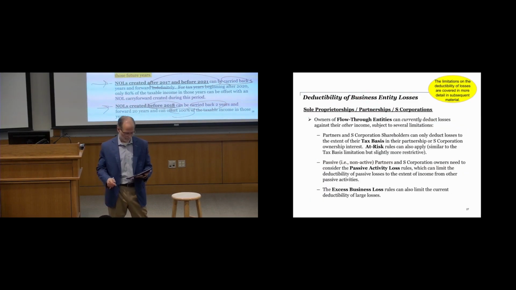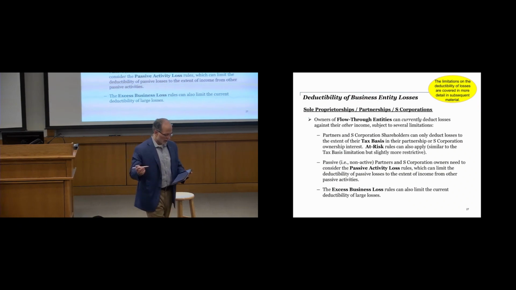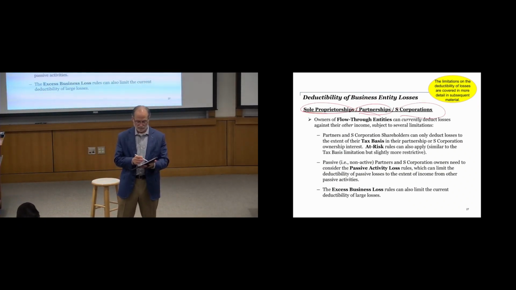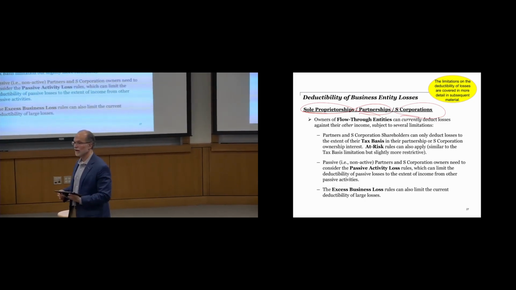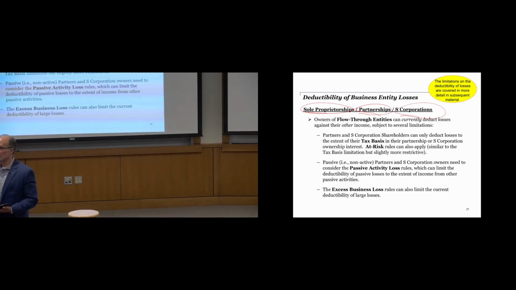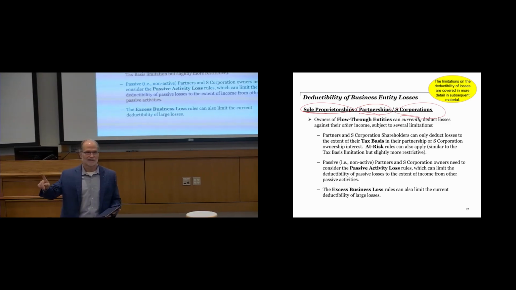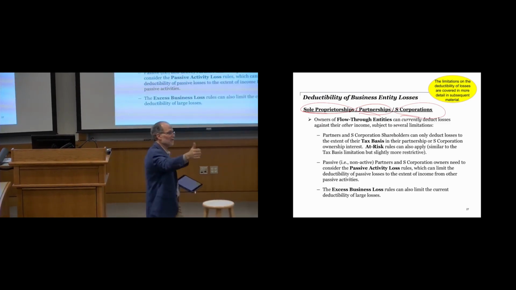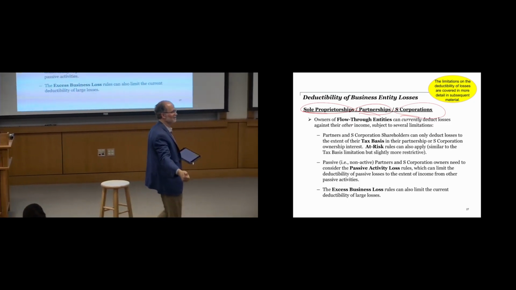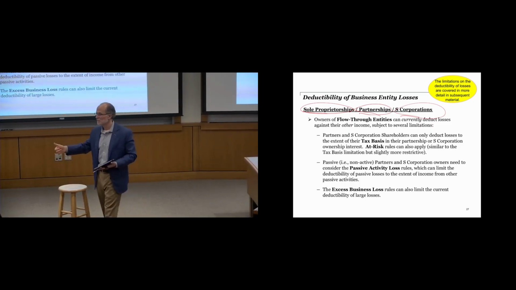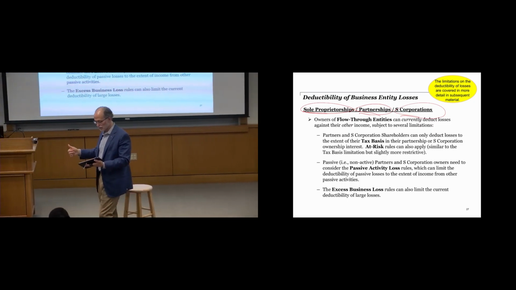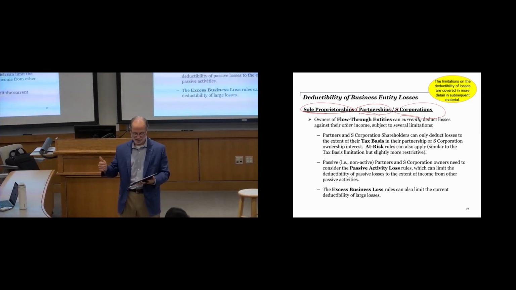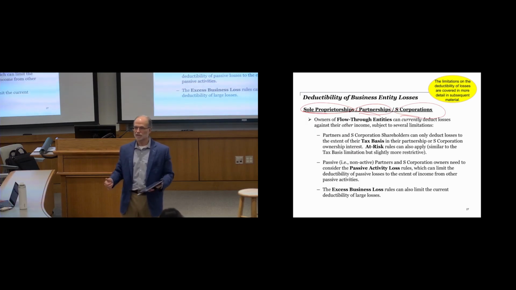Okay. So what happens if I have a flow-through entity, a sole proprietorship, partnership, or S corp, and I have losses? Now I don't have separate taxpayers. Losses are flowing through to somebody who may have other income, right? I could have individuals who have other income. So owners of flow-through entities can currently deduct losses against their other income, but they're subject to several limitations.